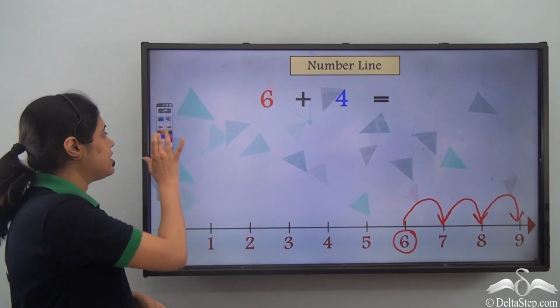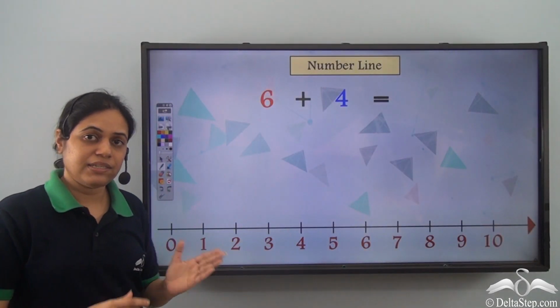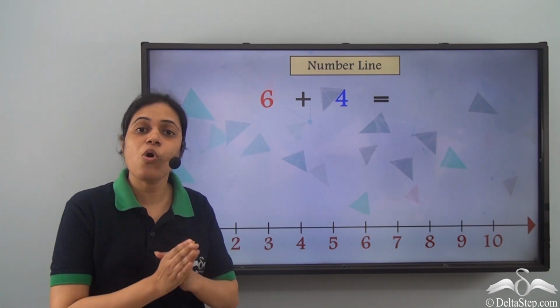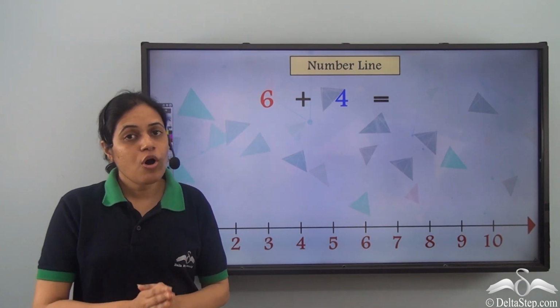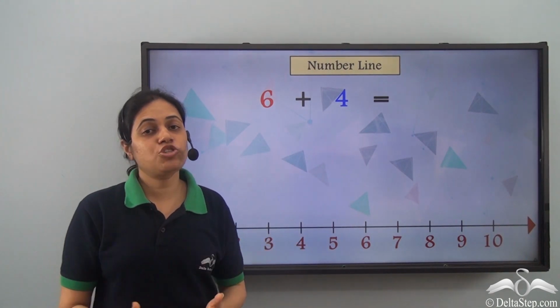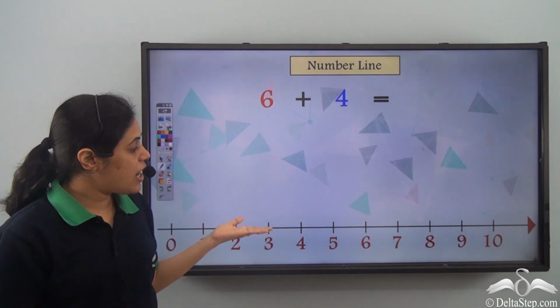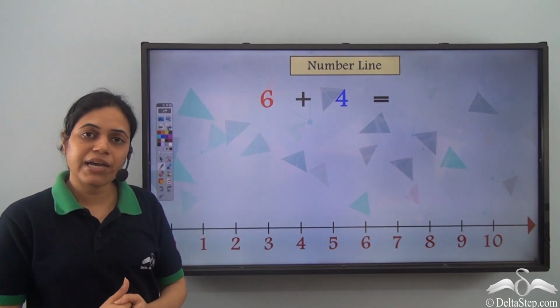This means that in this case, I need to draw a bigger number line. That is a number line with more numbers. So it depends on the numbers which you want to add as to how big a number line you will have. So now let us try on this number line.